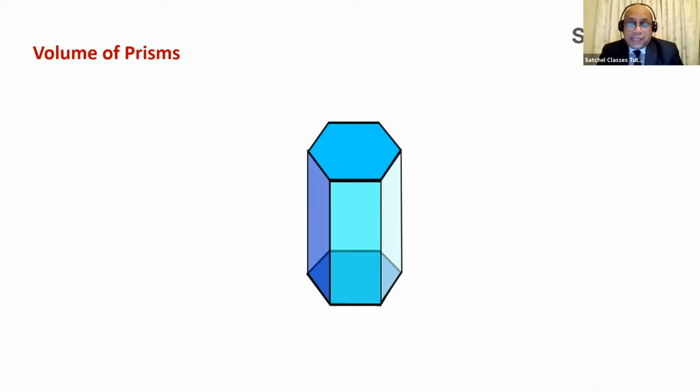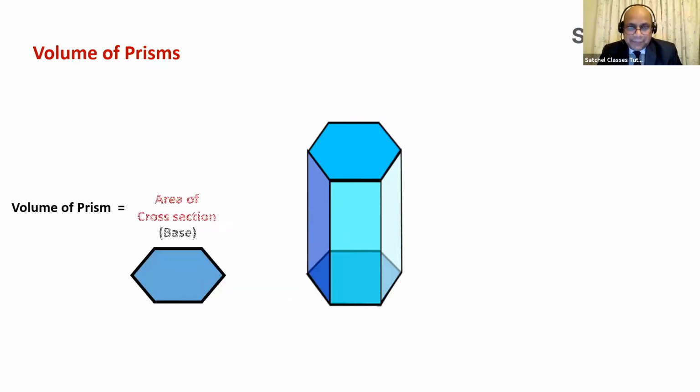Prisms are 3D shapes where the cross section remains the same throughout along one dimension. So in this case, it's a hexagonal based prism. So the cross section is a hexagon. So to find the volume of a prism, all we need to do is find the area of the base, multiply it by the height, because we are stacking that base one on top of each other, right? All the way till the top.